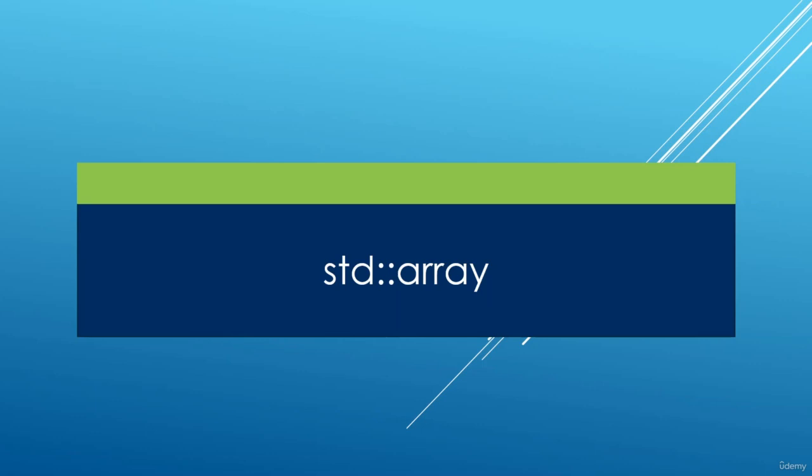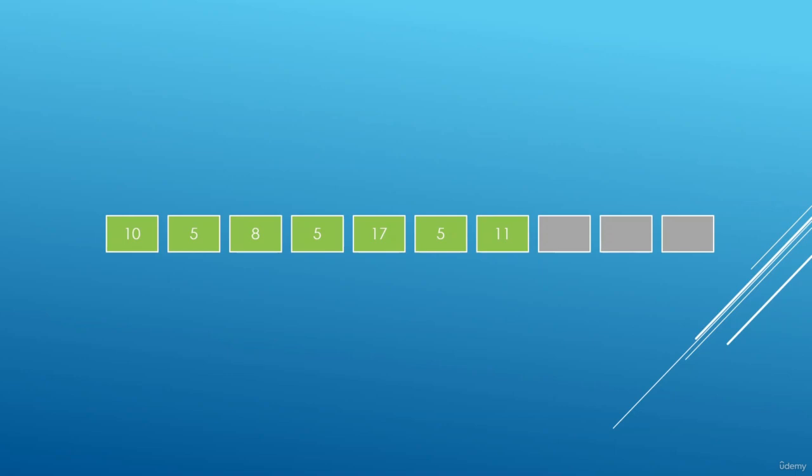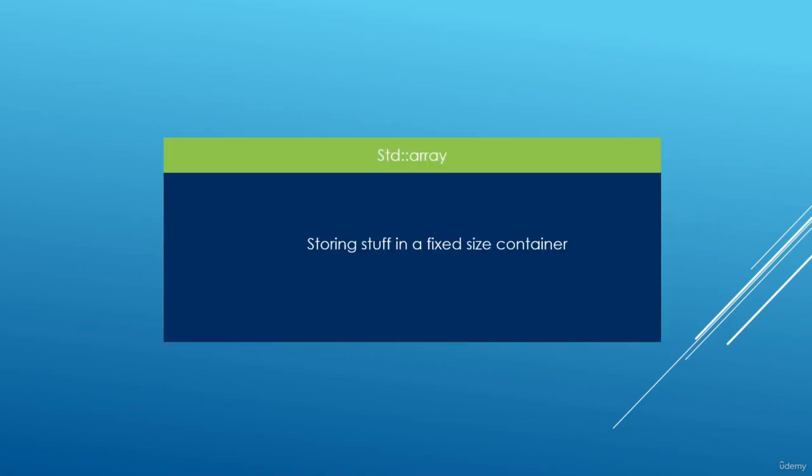In this lecture, we're going to learn about the std::array built-in collection type. And this is a collection type we can use to store a bunch of things. It is special in that it is going to be wrapping around a fixed size array. And what that means is that once you create an std::array, you can't change its size anymore.